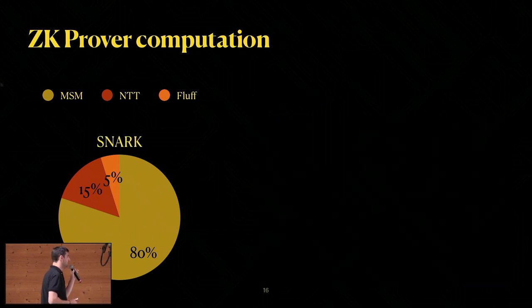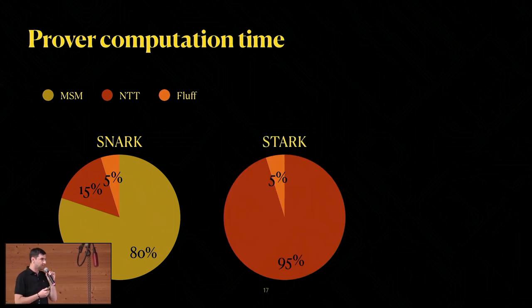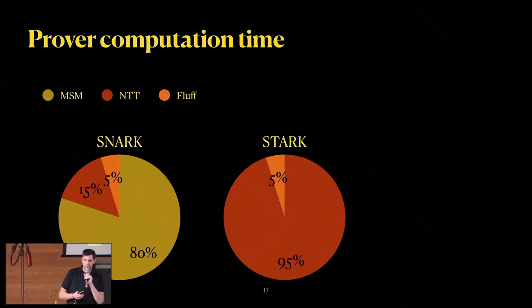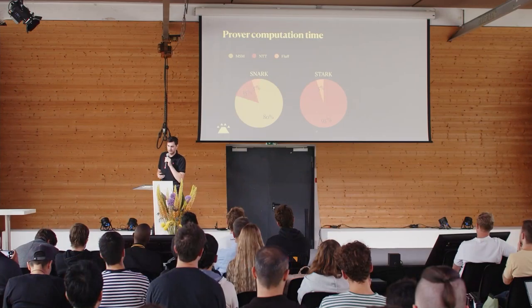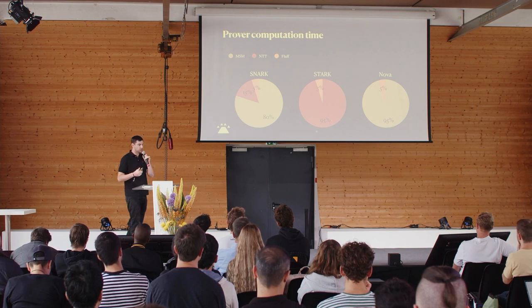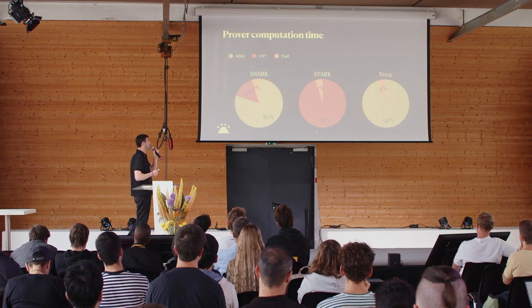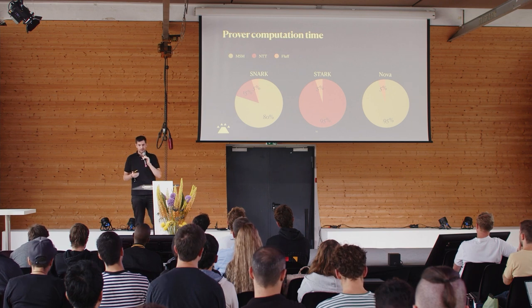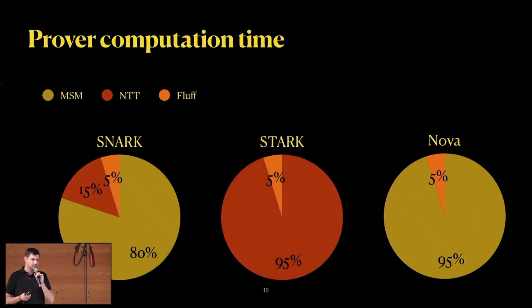Now, another thing that's important to say is that this is what, let's name it SNARK, just for the sake of this conversation. We can also look at something called a STARK, where basically we eliminate MSM, and we are left only with NTT. We still have fluff, right? We cannot ignore it. And also there are systems like Nova, where it's the opposite, there are no NTTs, only MSM. So basically all of them are based on the same computational problems.